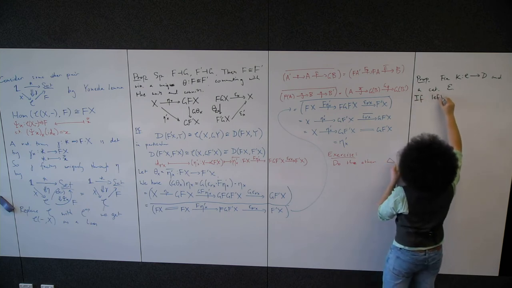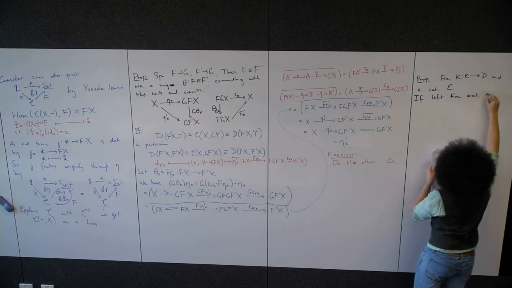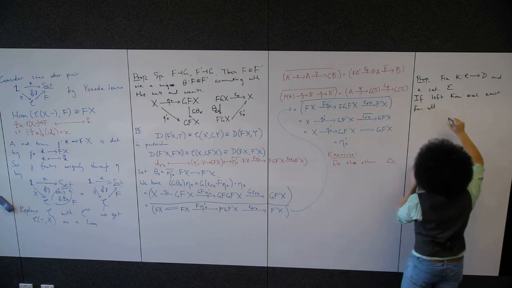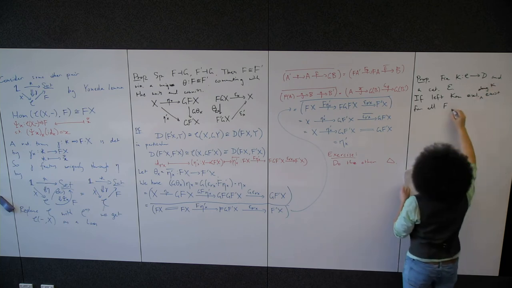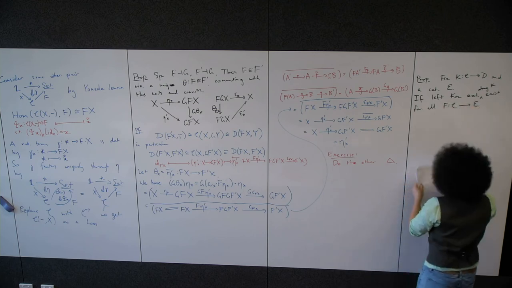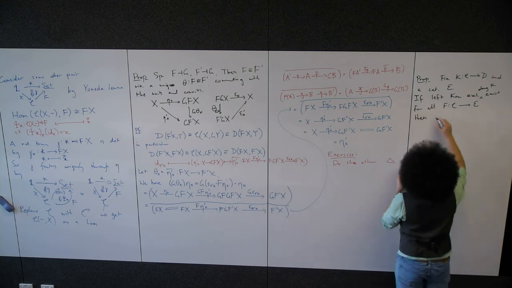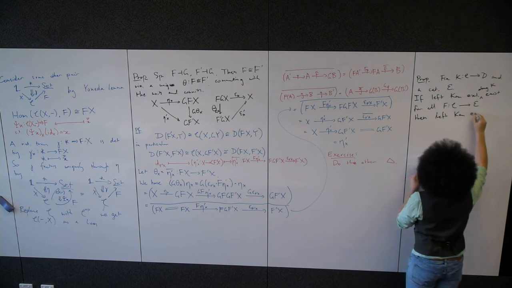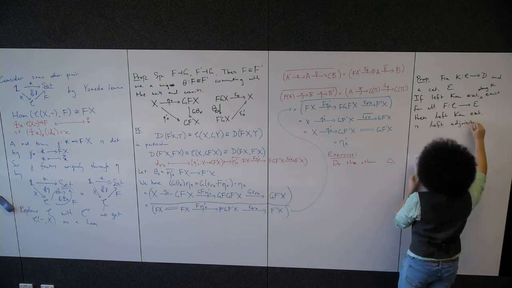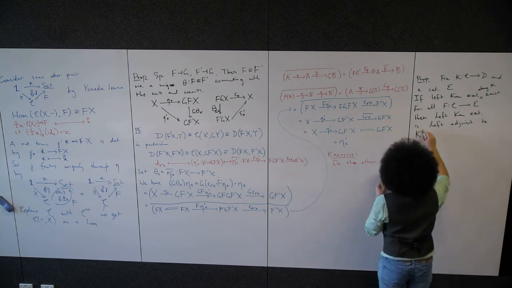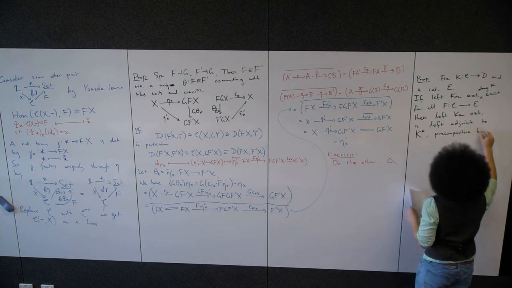If left Kan extensions exist for all functors from C to E, then left Kan extension along K is left adjoint to K star, that is, precomposition by K.